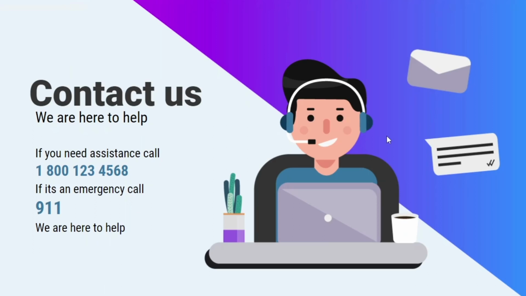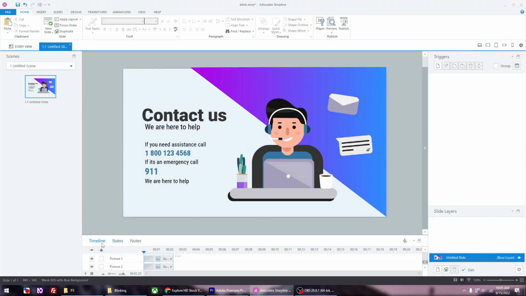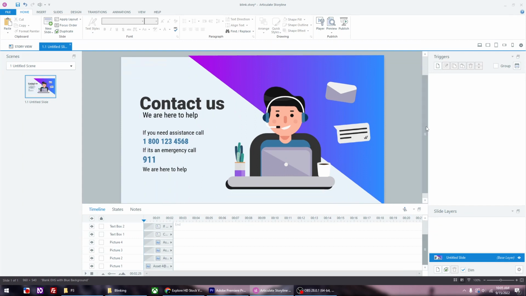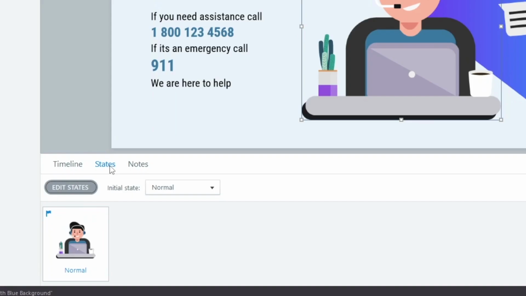Let's create this blinking effect in Storyline using triggers. All right, so we're gonna create this blinking effect. The way we do that is we go to the object, in this case the man with the headphone. We're gonna click on it, then go to the states and click edit states.